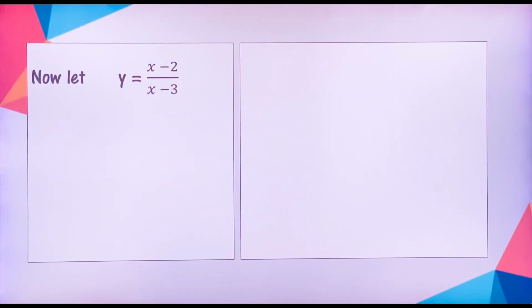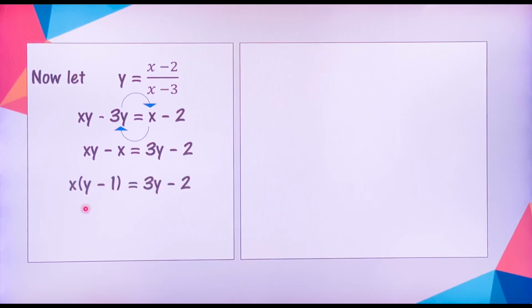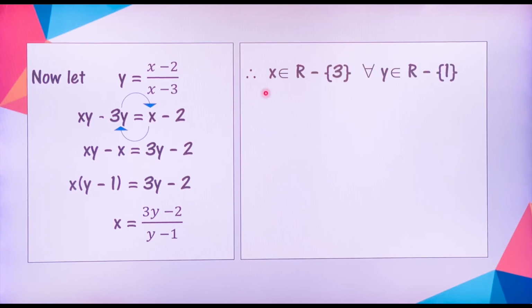Let y be equal to (x minus 2) by (x minus 3). Now we get xy minus 3y is equal to x minus 2. That is, xy minus x is equal to 3y minus 2. x into (y minus 1) is equal to 3y minus 2, which gives x is equal to (3y minus 2) divided by (y minus 1). Therefore, x element of R minus {3} for every y element of R minus {1}. Now, what does it mean: x element of R minus {3} and y element of R minus {1}.